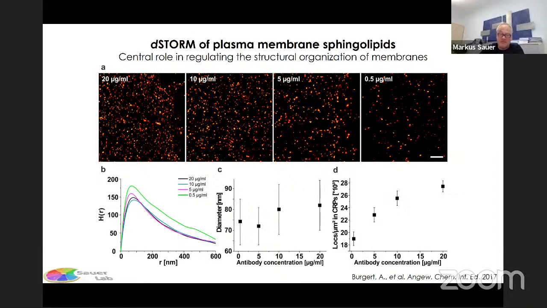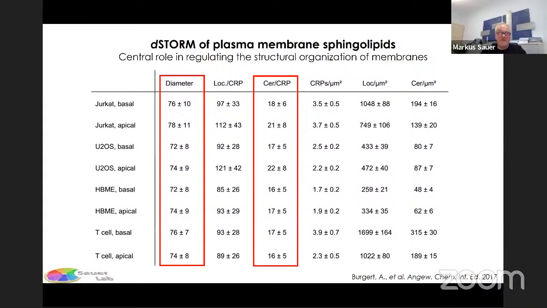But no matter how low the concentration of antibodies used was, we still saw these clusters with a diameter of about 80 nanometers, which confirms our finding that these ceramide-rich platforms might indeed be real, even though we are working with antibodies which potentially cross-link ceramides in the plasma membrane. So for all different experiments on the basal or on the apical membrane, we always found these ceramide-rich platforms with a diameter of about 80 nanometers, which contain on average 18 or so ceramide molecules.